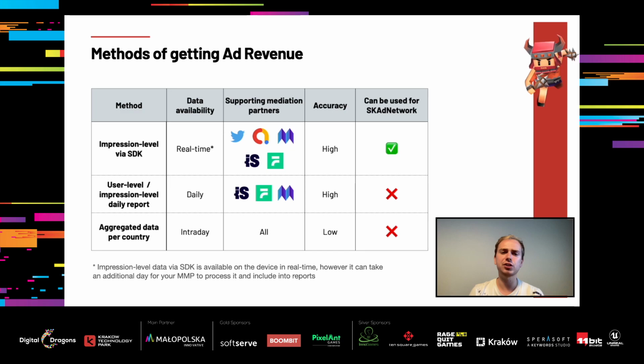When it comes to ad revenue, we have a couple of options for pulling data. First one, impression level data via SDK. All major mediation partners offer it as a part of their SDKs. Developer can read the value of every impression right after serving it to the user. It is pretty convenient, as you can use it for SK network conversion values or forward to a third-party service like Firebase to have ad revenue included into A/B test results.